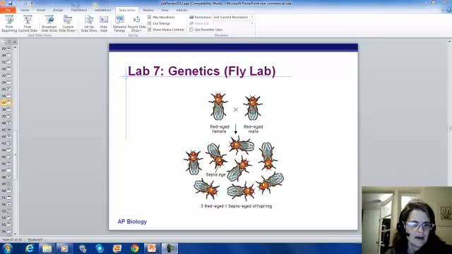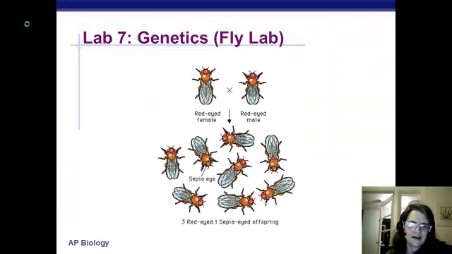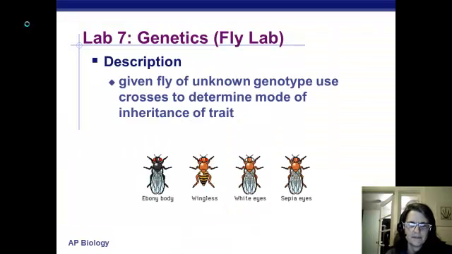The idea behind this lab is that if you are given flies, you're not sure of their genotype, you could use a cross to determine what the mode of inheritance of a trait is. For example, is it autosomal dominant? Is it autosomal recessive? Is it a sex-linked trait? You could figure that out by looking at the results of your cross and the ratios that you get.